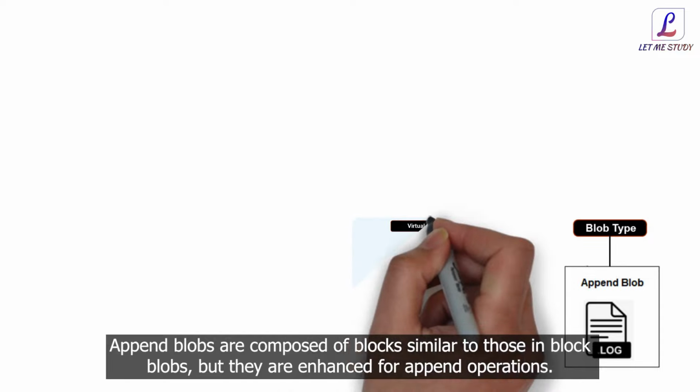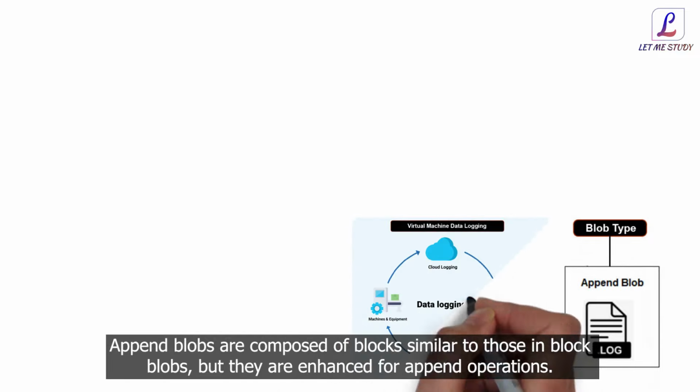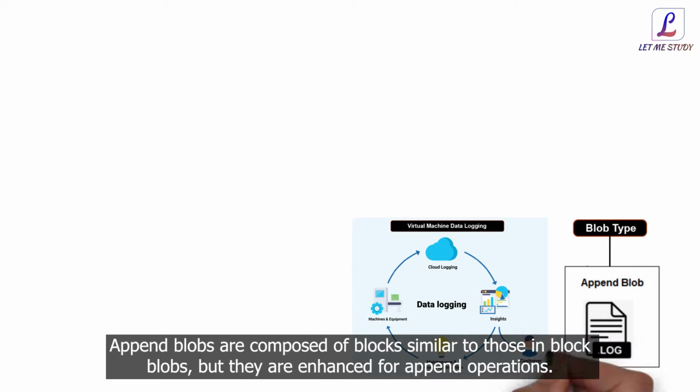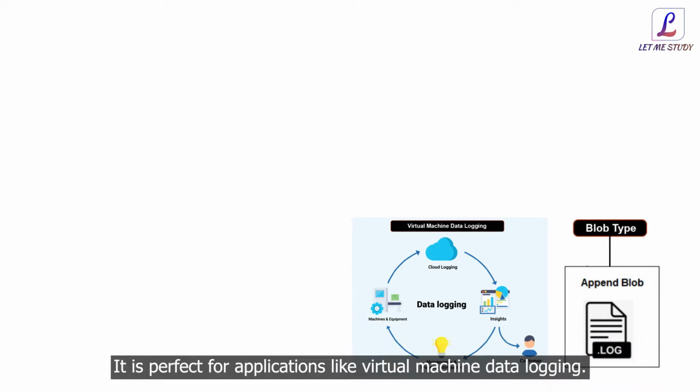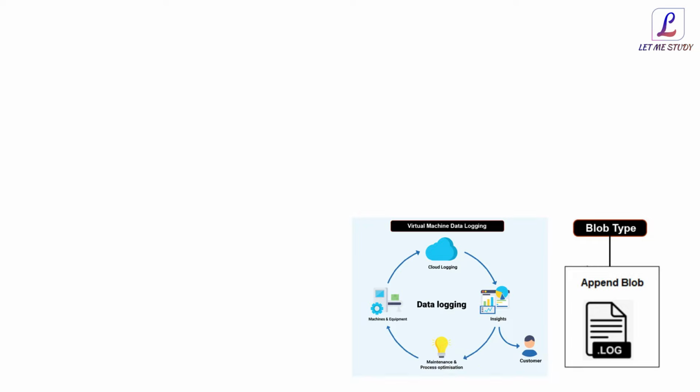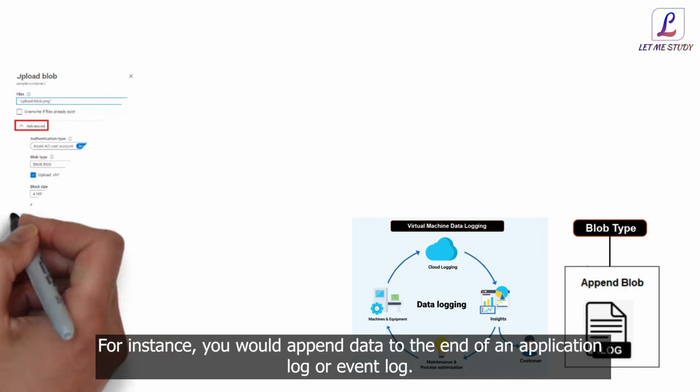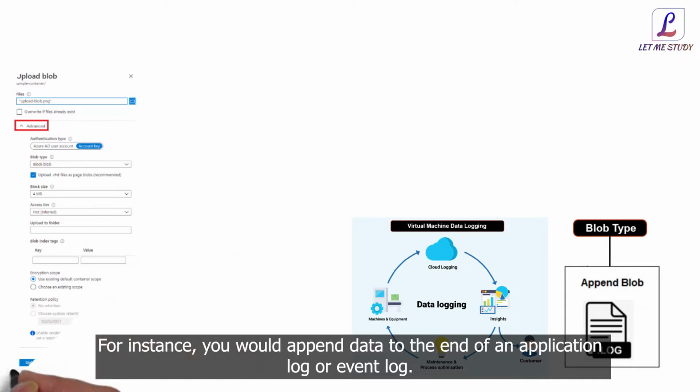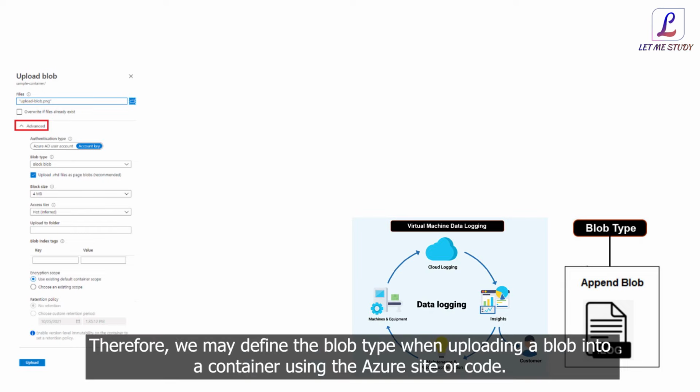Append blobs are composed of blocks similar to those in block blobs, but they are enhanced for append operations. It is perfect for applications like virtual machine data logging. For instance, you would append data to the end of an application log or event log. Therefore, we may define the blob type when uploading a blob into a container using the Azure site or code.